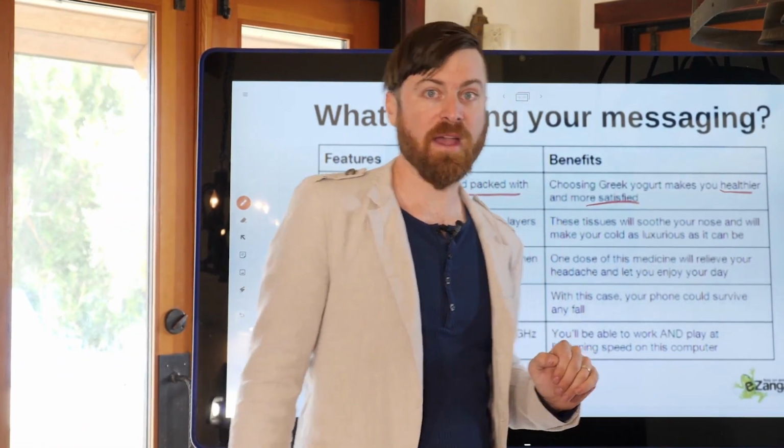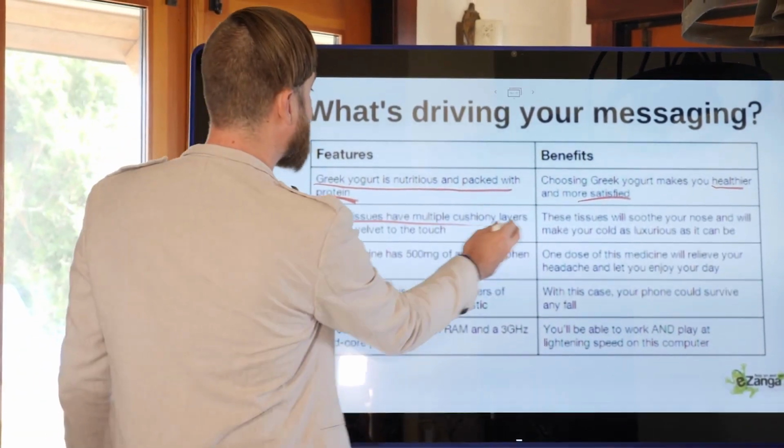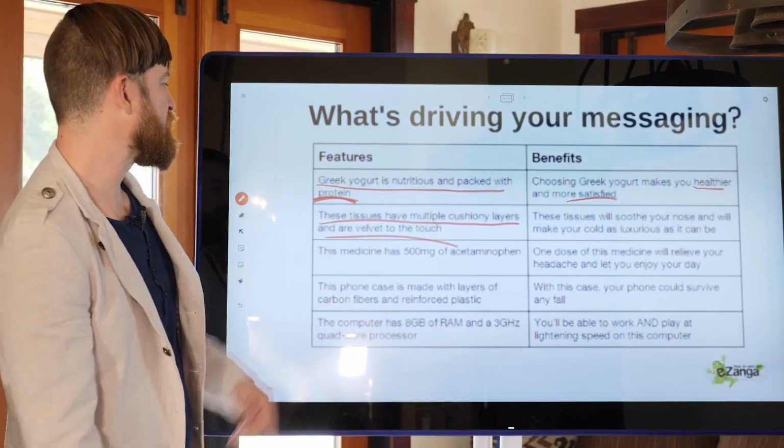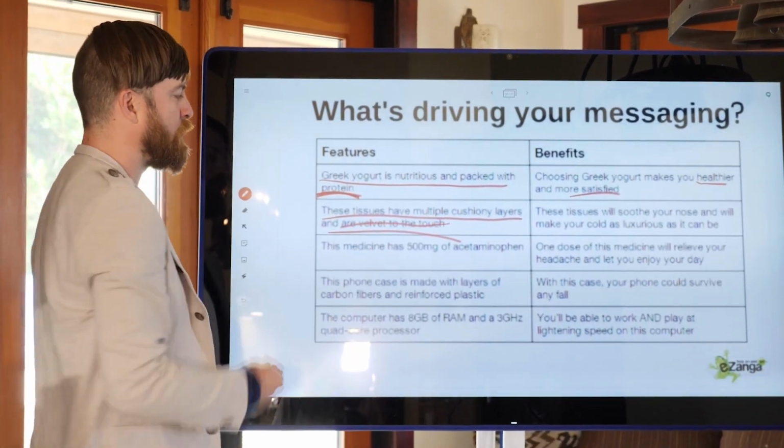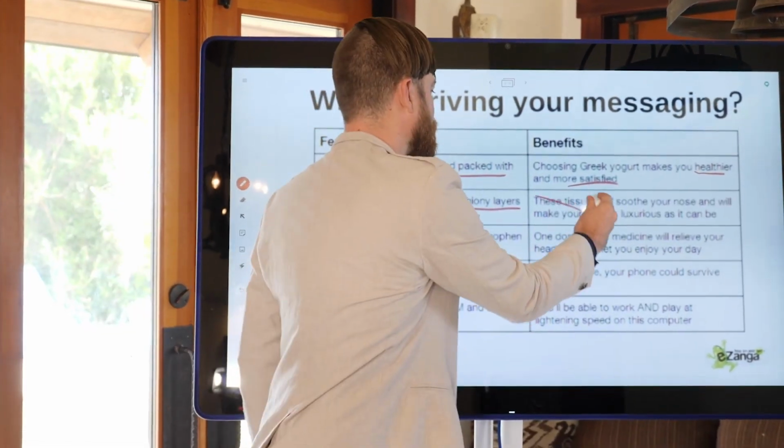You feel more satisfied. A feature is saying these tissues have multiple cushioning layers and are velvet to the touch is actually a benefit. So I don't know why this example is in here. Let's skip over this example because this is a bad one.